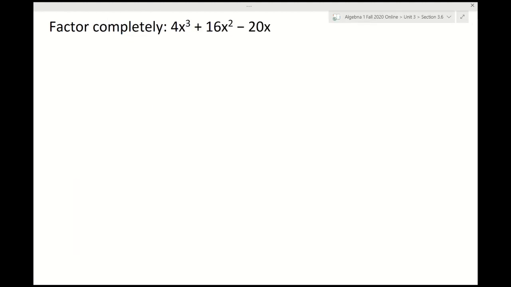Now, if we have something like this, the first thing we need to do is look to see, do we have a common factor? 4, 16, and 20 all have a common factor of 4. x cubed, x squared, and x all have a common factor of x. So if I take a 4x out of all of this, I'm left with x squared plus 4x minus 5.